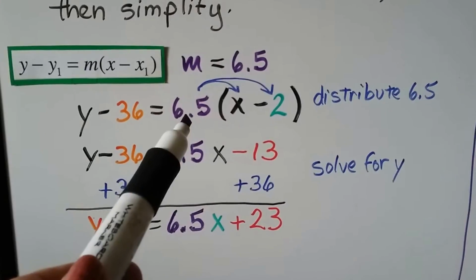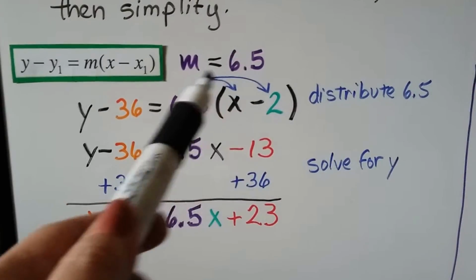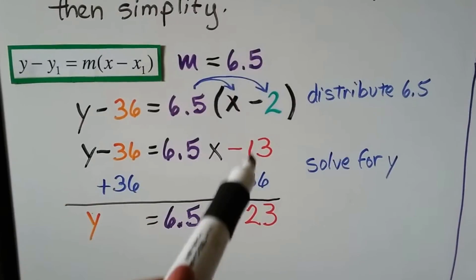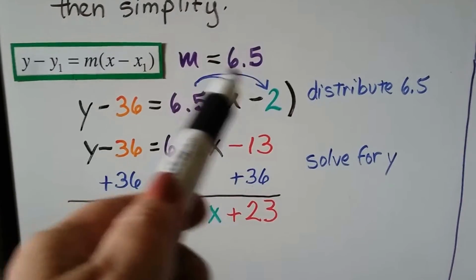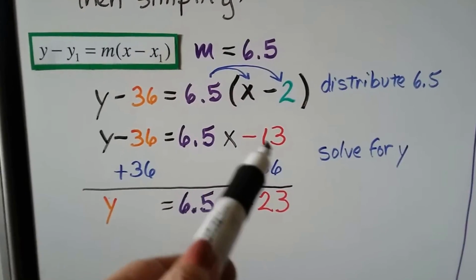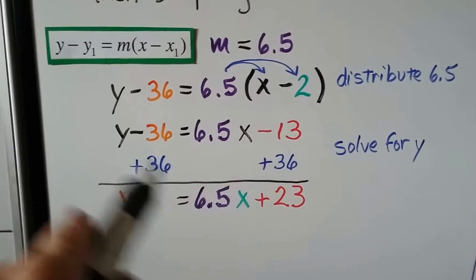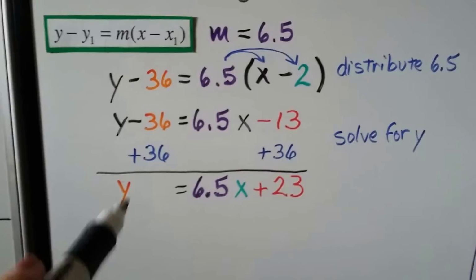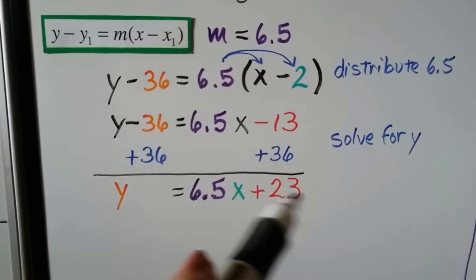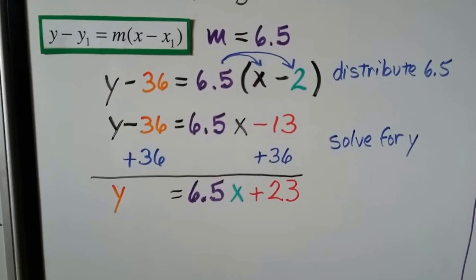We have to distribute this 6.5. So we get 6.5x minus 13, because 6.5 times negative 2 is a negative 13. Now we can add the 36 to both sides of the equation to solve for y. And we get y equals 6.5x plus 23.